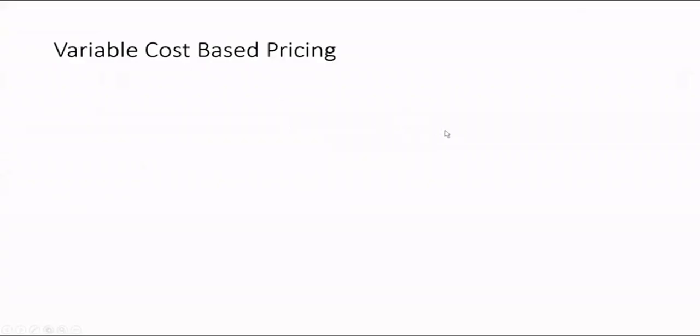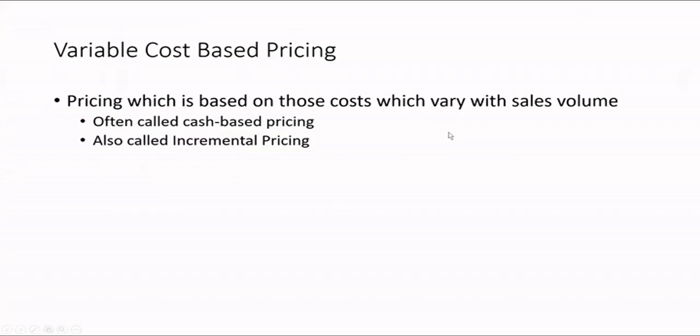Variable cost-based pricing is a pricing strategy which is based on those costs which vary with sales volume. Now, it's sometimes called cash-based pricing because in effect we're looking at cash costs that we incur to go after a new increment of business, and so we base the pricing on those cash costs. And it's also called incremental pricing just from the standpoint that we're going after a new increment of business, and so we develop a pricing specifically for that business increment.